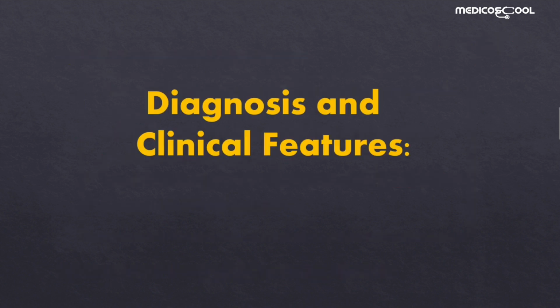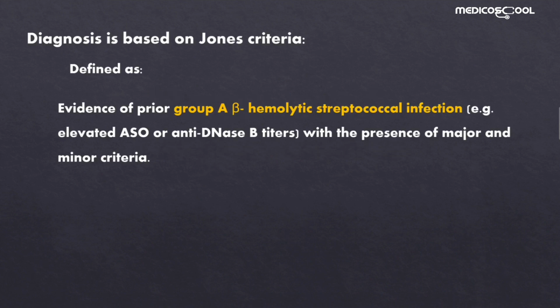Now, let's talk about the diagnosis and the clinical features of acute rheumatic fever. This acute rheumatic fever can be diagnosed on the basis of the Jones criteria, which requires evidence of prior group A beta hemolytic streptococcal infection, as we've already discussed, for example, elevated anti-streptolysin O or anti-DNase B titers.